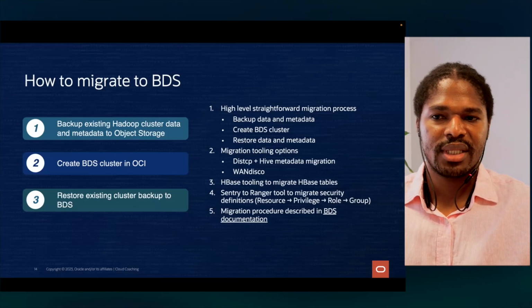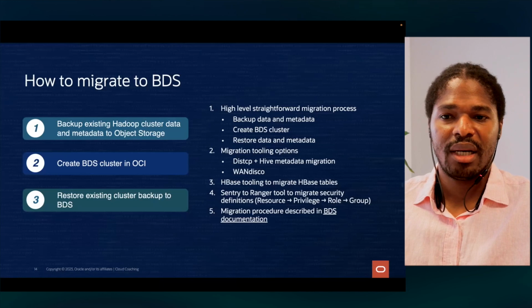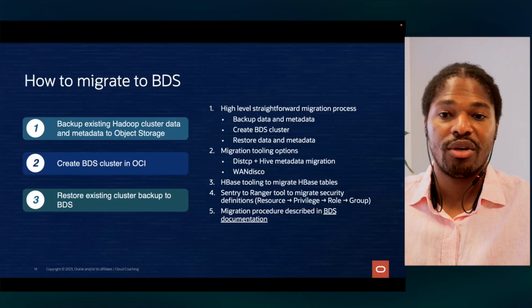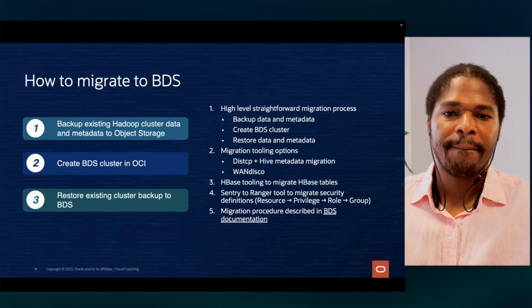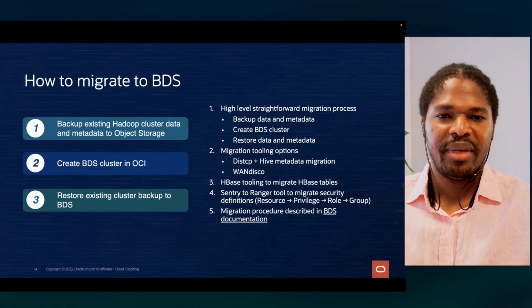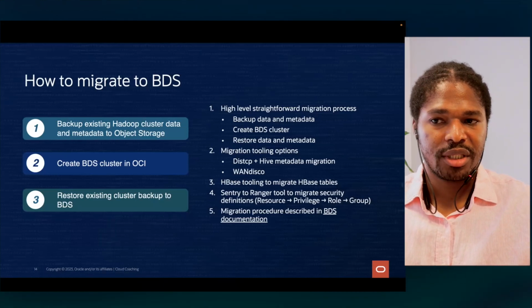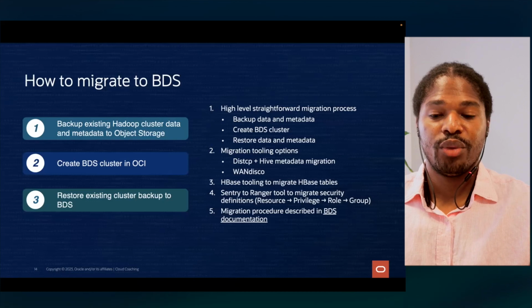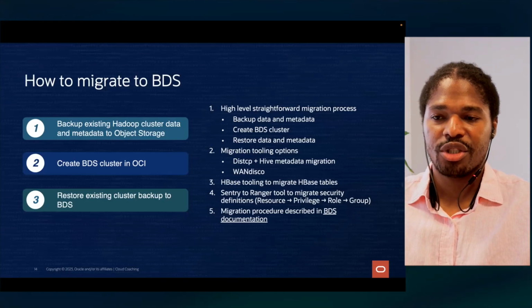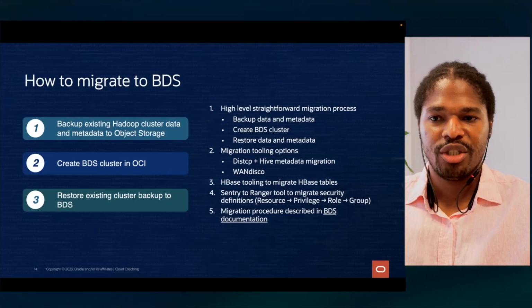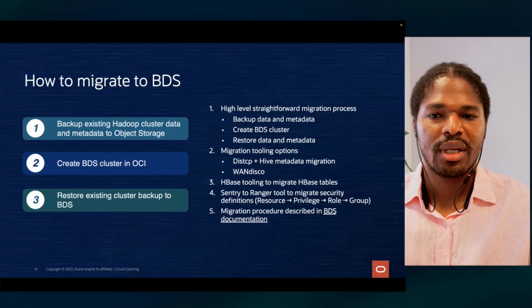So the actual migration happens in three main steps that you have on the screen. The first one consists in backing up your big data appliance or your big data service or any Hadoop cluster, really. You back this data and metadata to the Oracle Cloud Object Storage. On the second option, you will do exactly what we have just shown on the screen. So basically, you will create your big data service cluster on the Oracle Cloud infrastructure.